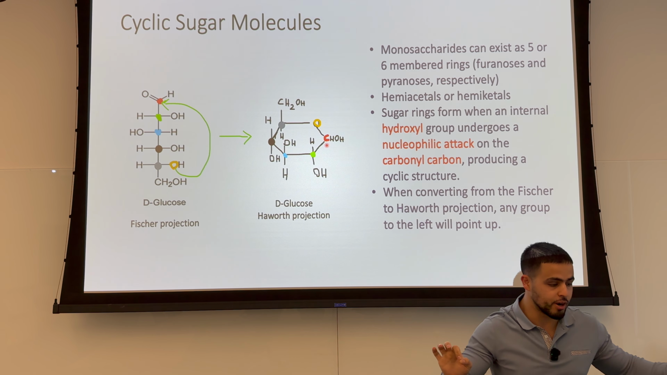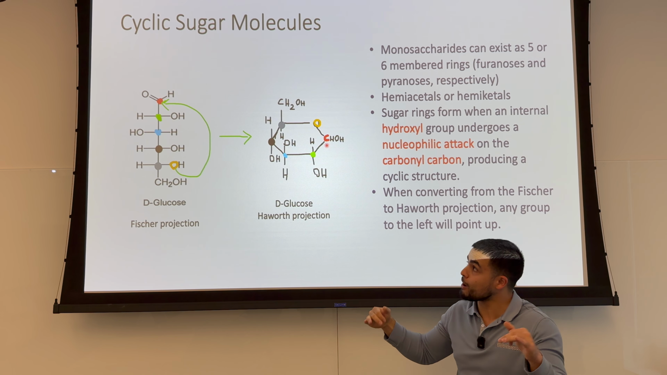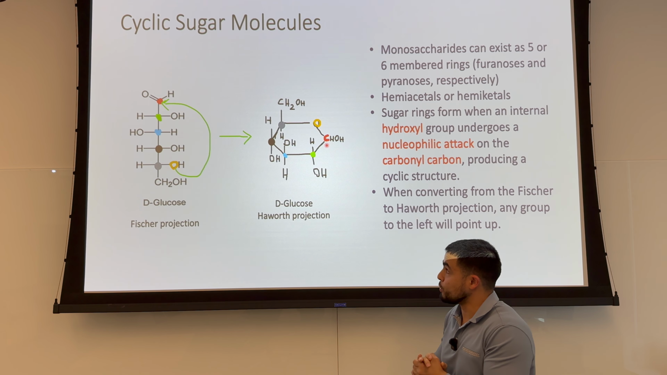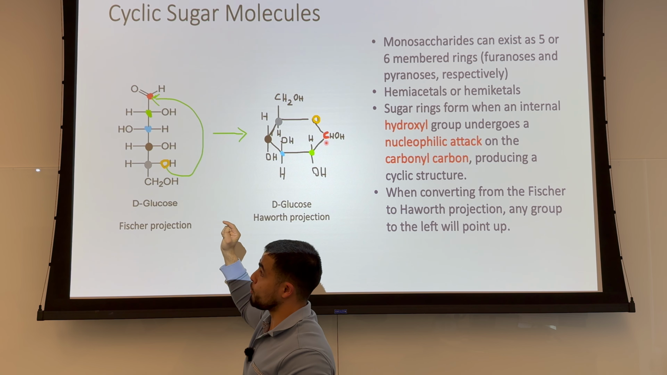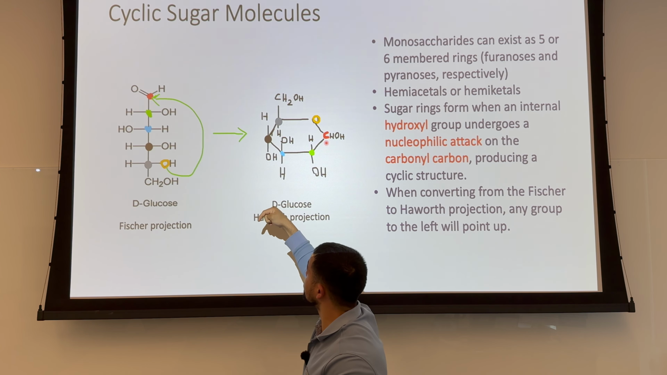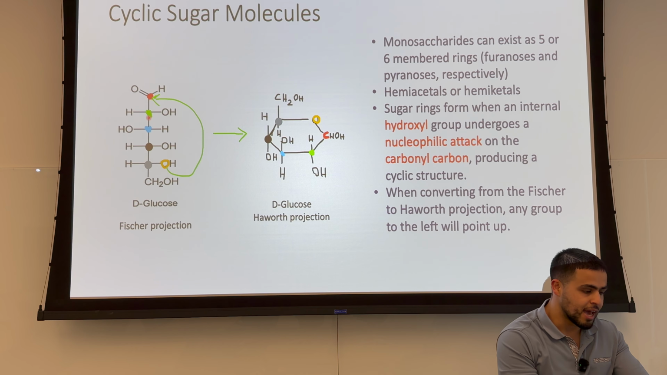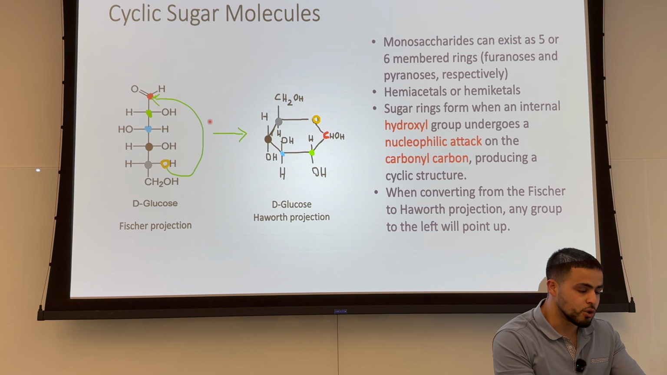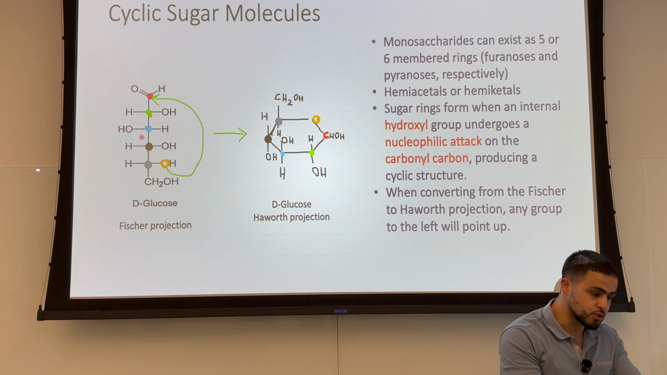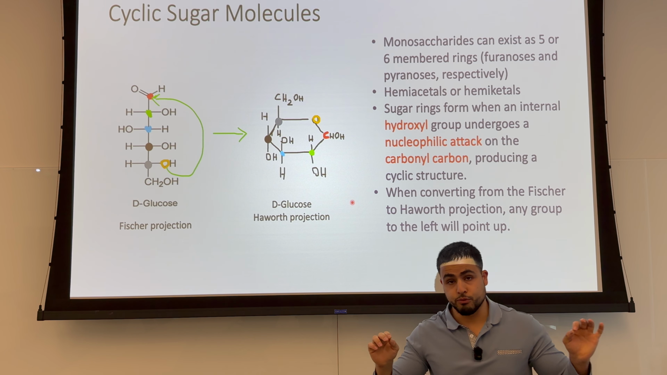Now the more important part is how are you going to know whether these OH groups are pointing up or down, or the hydrogen atoms are pointing up or down? Well, there's a very simple rule. If on your Fischer projection the groups are pointing towards the left, then they're going to be going up on the Haworth projection. If they're going towards the right, they're going to be going down. So over here you can see how that very first carbon atom, this green one, has hydroxide going towards the right, so it'll be going down. And then the next one has hydroxide pointing towards the left, so the hydroxide will be going up, and so on and so forth.